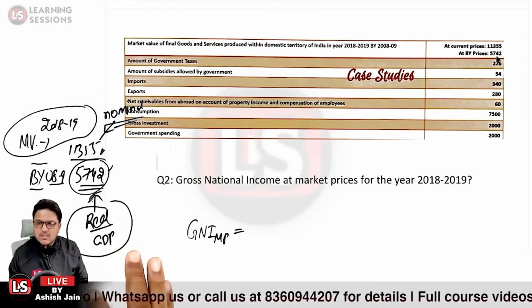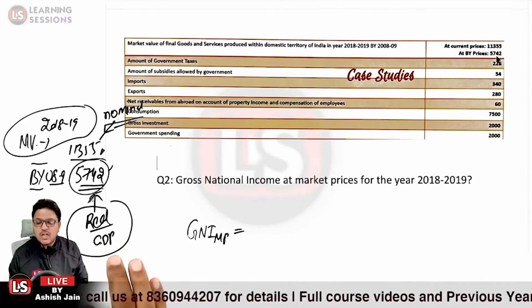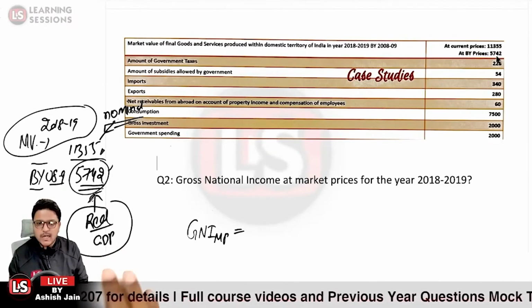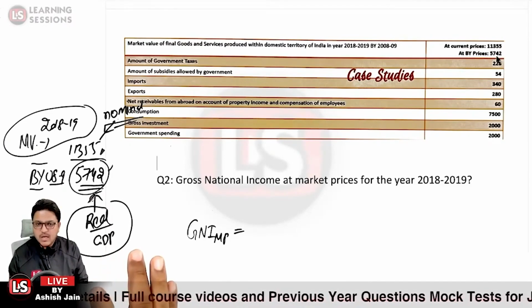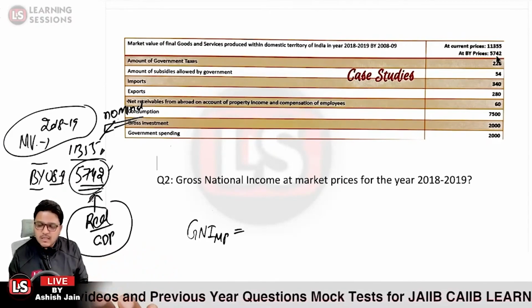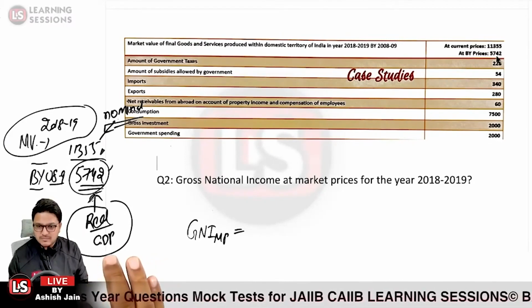We are calculating the GDP for the current year itself, but not at the current prices. We are calculating the GDP for the current year, but at the base year prices. So that is the concept related to real GDP. And when we talk about the nominal GDP, we are calculating the GDP for the current year and also at the current prices.